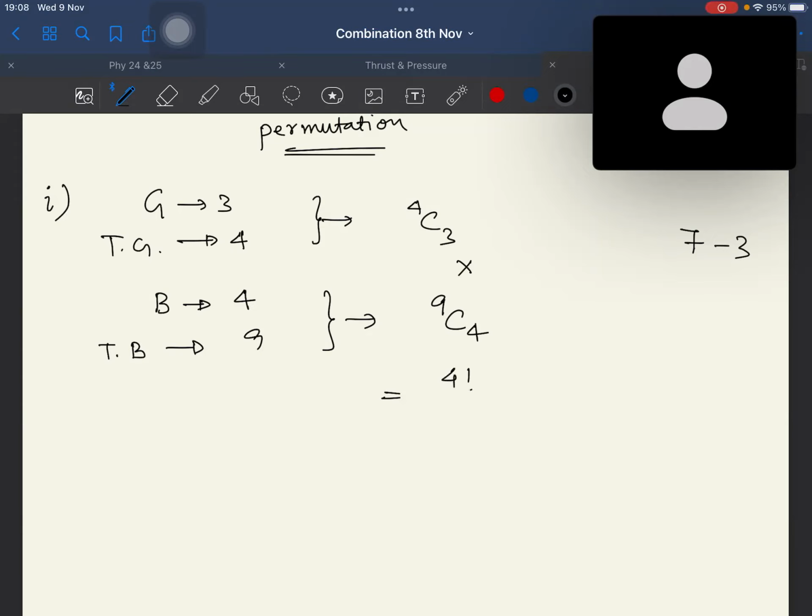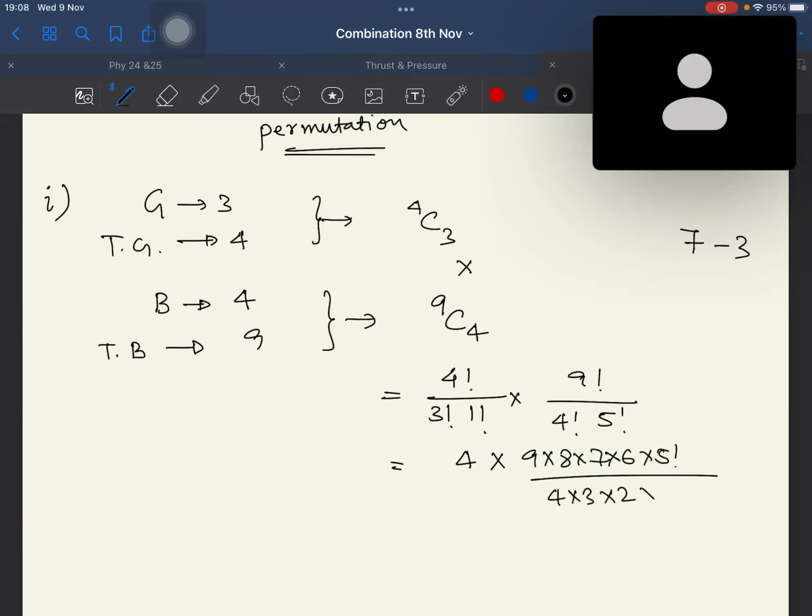Okay, just write down 4 factorial upon 3 factorial 1 factorial, multiplied by 9 factorial upon 4 factorial 5 factorial. The answer is 9408? Okay, let me check. 4C3 is 4, multiplied by 9 into 8 into 7 into 6 into 5 factorial upon 4 into 3 into 2 into 5 factorial. This gets cancelled, we can cancel 2. So 4 into 14 into 9, 7 into 2 is 14... so 56 into 9. So this will be equal to 504. So these many combinations are possible.